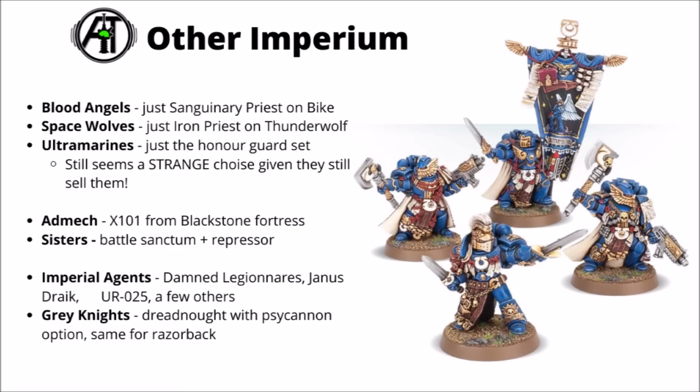Otherwise, AdMech have their X-101 Servitor from Blackstone Fortress, and Sisters of Battle have the Battle Sanctum, basically a fortification datasheet that they lost in 9th edition. That one allows you to do 2 acts of faith with one Sister of Battle unit within it, which isn't particularly exciting, I'd say. It does give a little bit of cover though, and it seems that Games Workshop is generally making fortifications like this all destroyable.